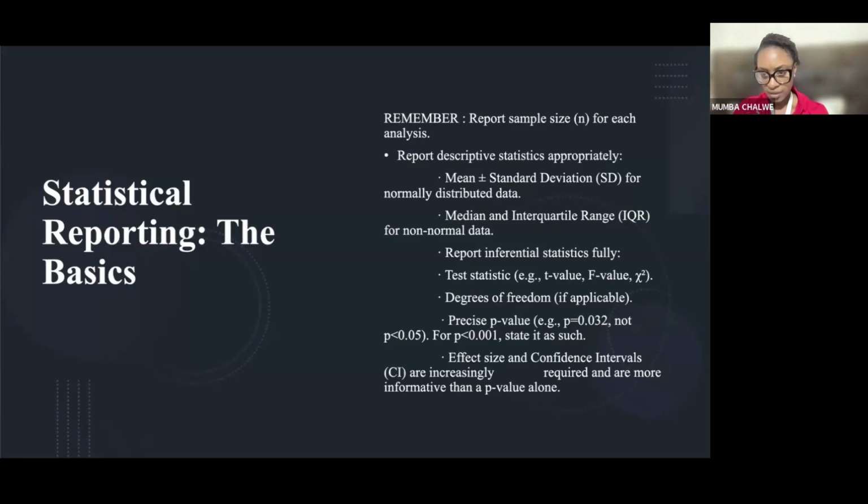When you look at confidence intervals and effect sizes, you find that they're more relevant and informative than a p-value on its own. I know we believe so much in the p-value, and it shows that your desired effect is significant, but it's better to put your effect size as well as your confidence intervals.